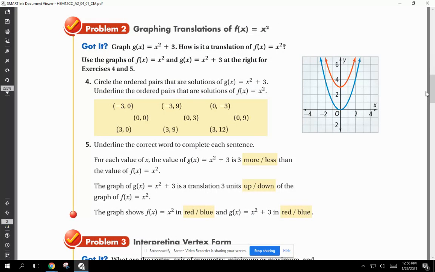Okay, page 2. Problem 2, graphing translations of the function f(x) equals x squared. And x squared is our parent function for parabolas. This is our parent function. And this is the blue right here. It's in blue.